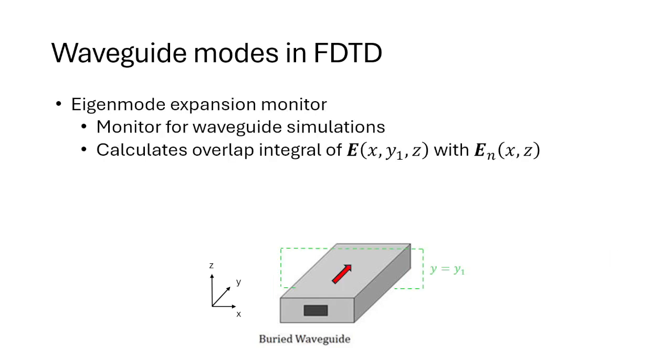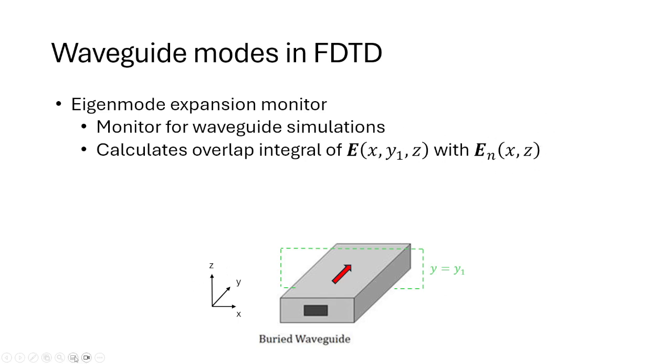The Eigenmode expansion monitor might be a little more complicated in concept, but essentially it's going to calculate an overlap integral of the electric field in your simulation, E at x, y, z, for some plane along the y-axis again. So for some y equal to y1, it's going to do a mode overlap integral of this field with the mode field En at xz for, again, the n of our choice. So this overlap integral will basically tell us how much of this electric field is made up of this mode field.